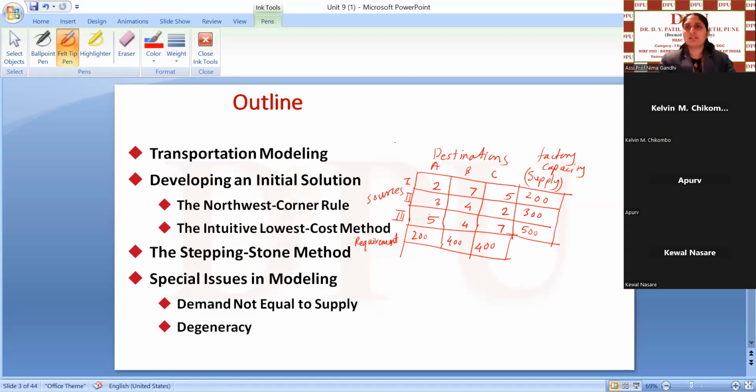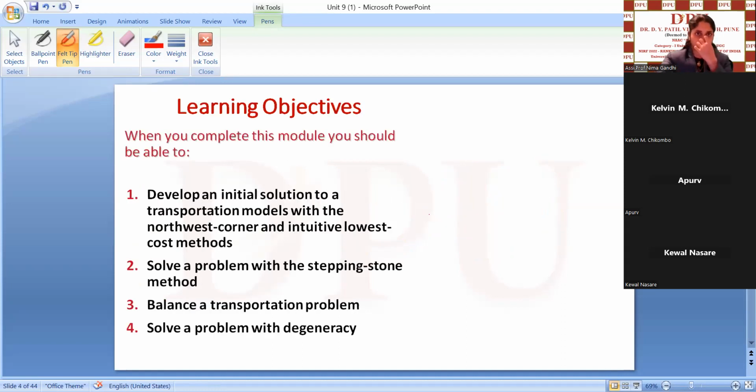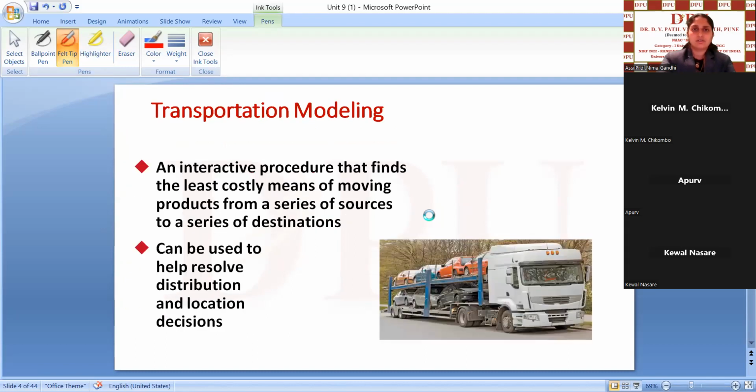So what is given in a transportation problem? The destinations and the sources are given. Also with the sources, the factory capacity is given, and with the destinations, the requirement at different destinations is given. So when you learn the transportation problem, basically your objective is to find the initial basic solution and then check whether your solution is optimum or not.